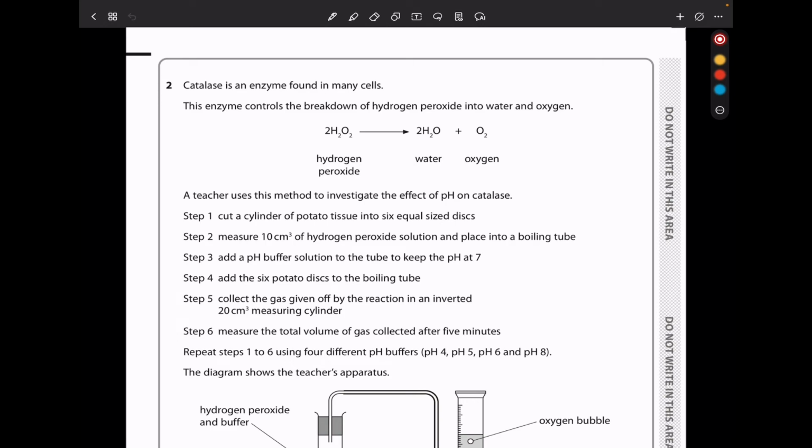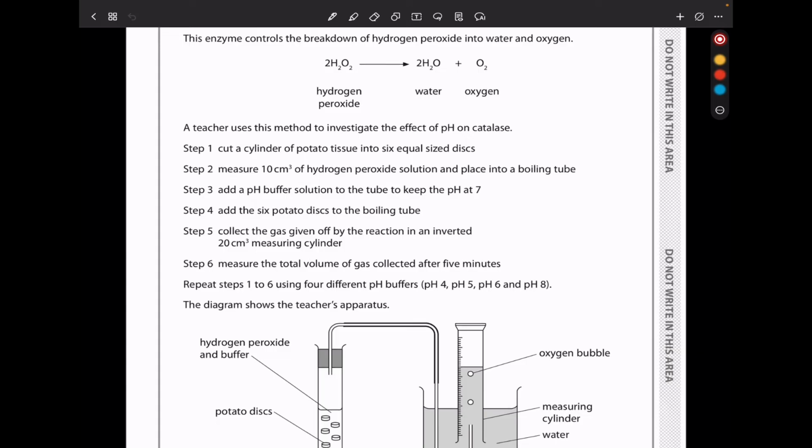In question 2, catalase is an enzyme found in many cells. This enzyme controls the breakdown of hydrogen peroxide into water and oxygen. So this is the reaction for that breakdown. And they say a teacher uses this method to investigate the effect of pH on catalase. Again, remember catalase is an enzyme which carries out this reaction.